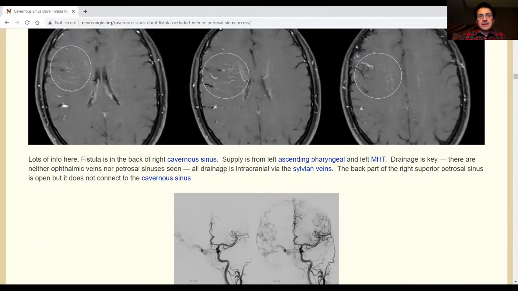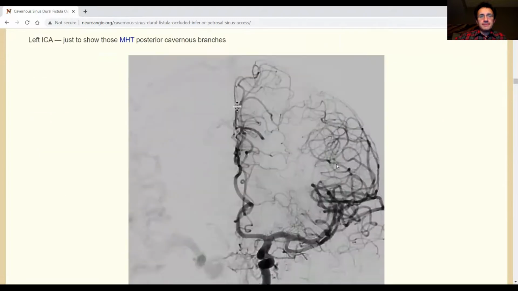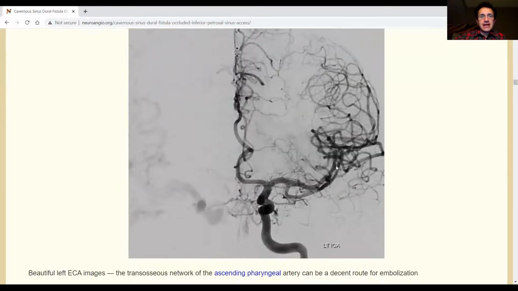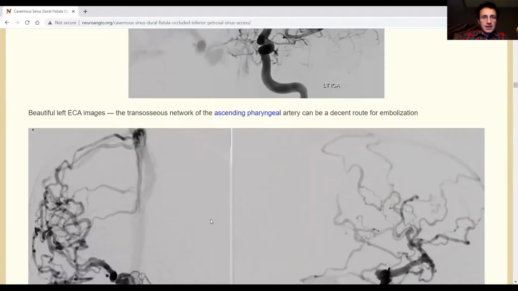So on we go. So here is an injection of the left ICA. You see better these contributions from the contralateral and the hypophyseal trunk along the back of the clivus coming into the cavernous sinus, and you see some drainage here. So now we're starting to understand the drainage of this lesion. It looks like the drainage is really confined to the sylvian system. Doesn't look like there's much there. Don't see a petrosal sinus, don't see an ophthalmic vein. So that, of course, becomes important.